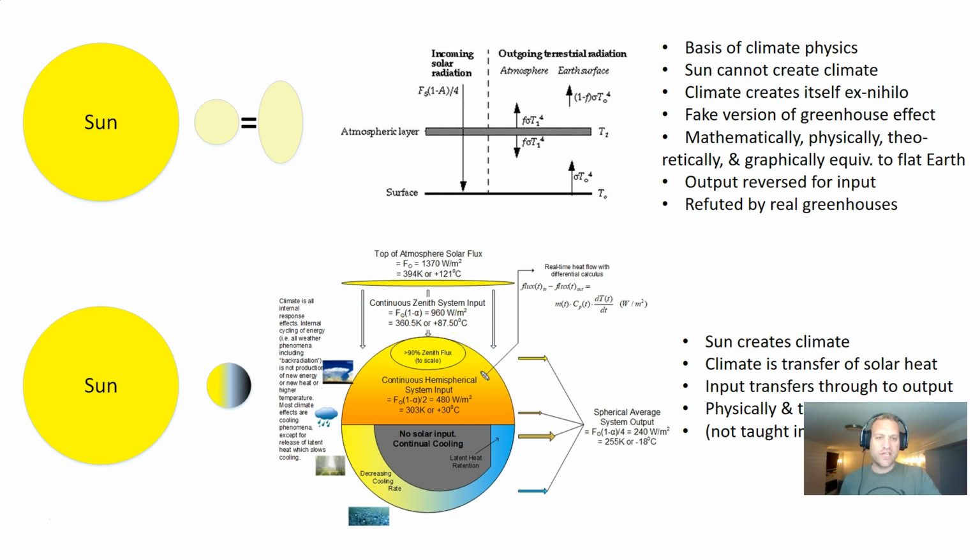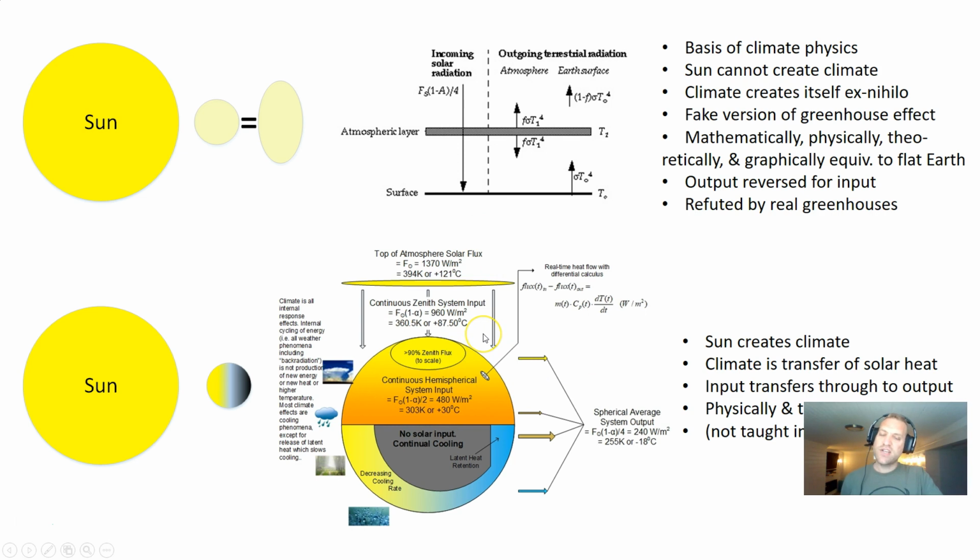Obviously, the sun is creating the climate. So input transfers through to output. This is physically and theoretically realistic. You can look at this and say, well, that's reasonable. You can look at this and say, well, that's a flat line, right?